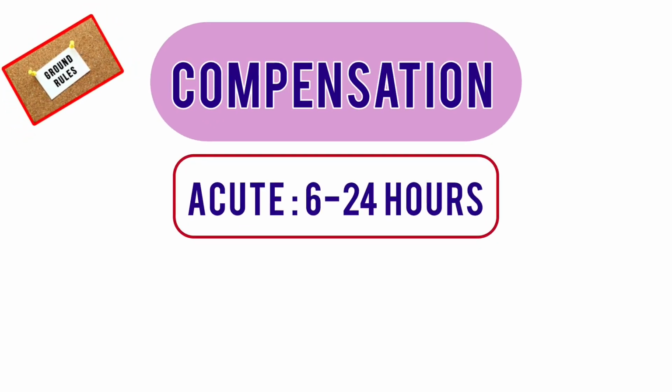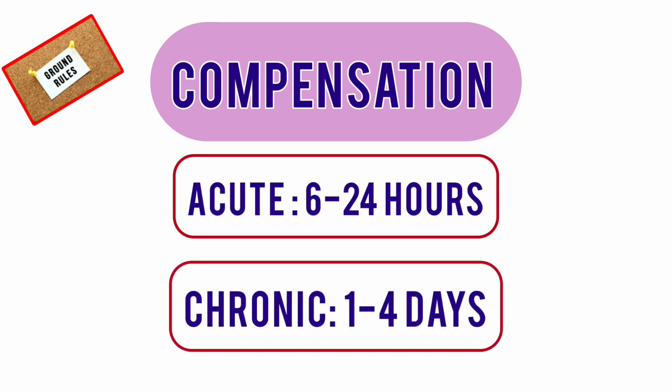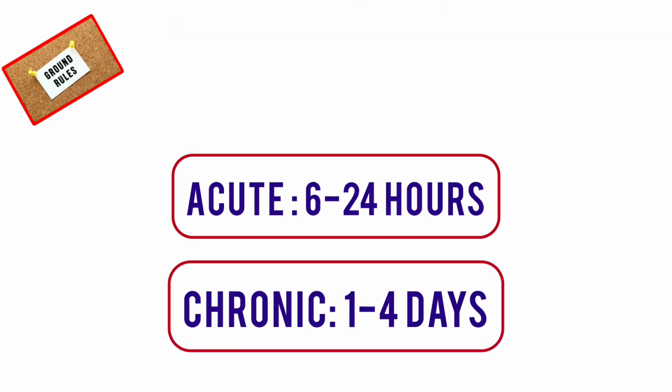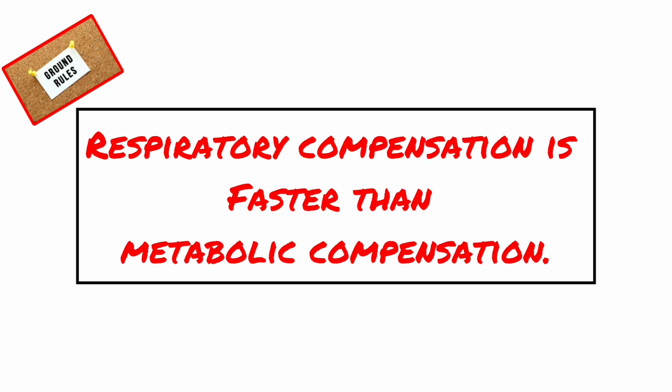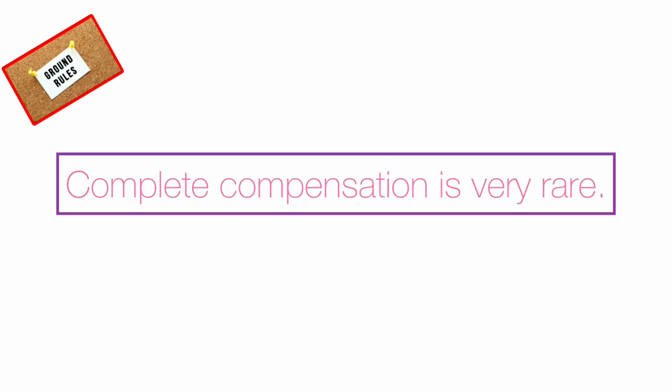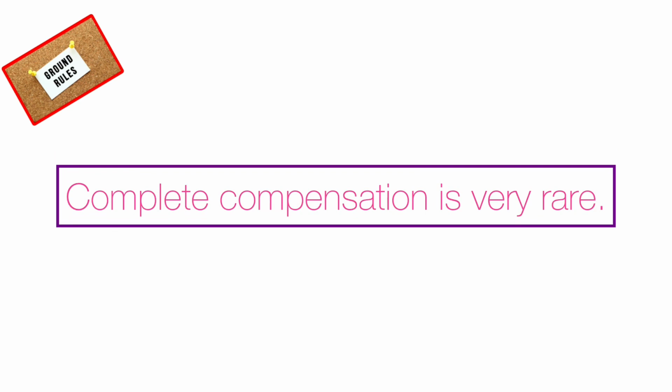Remember that acute compensation takes around 6 to 24 hours, while chronic compensation takes around 1 to 4 days. Respiratory compensation is always faster than the metabolic compensation. And remember, in clinical practice, it is rare to see complete compensation except in cases of chronic respiratory alkalosis. I'll keep this table handy up here.